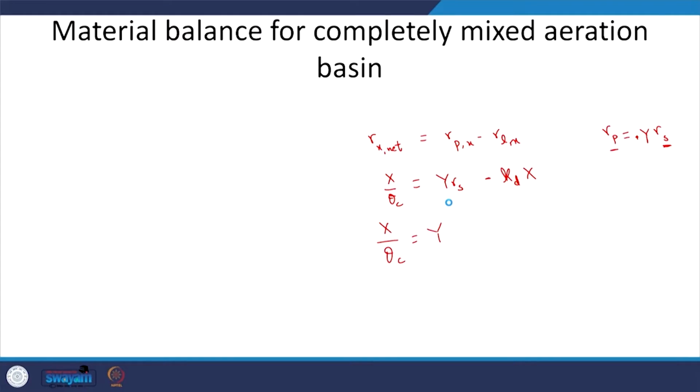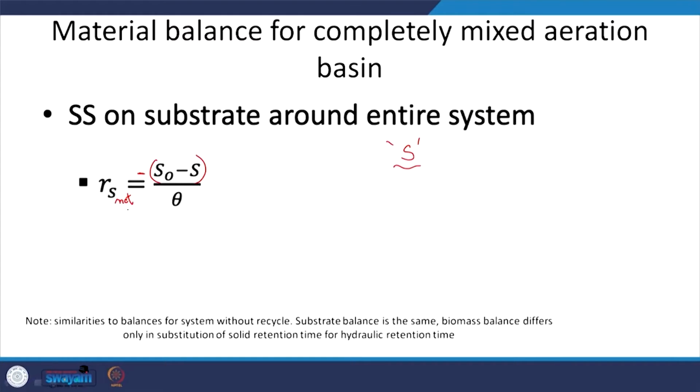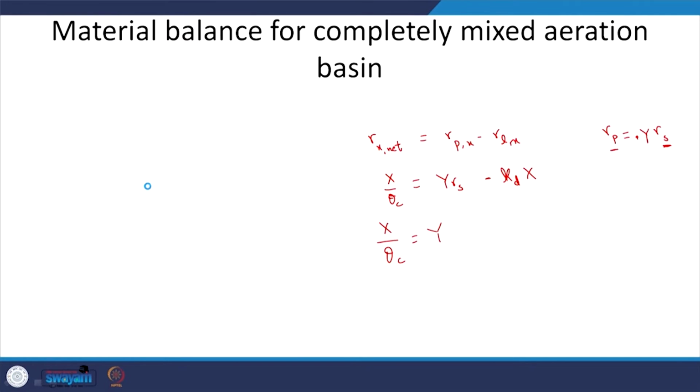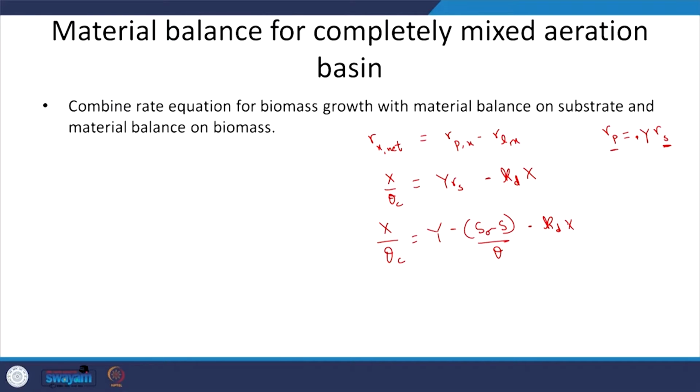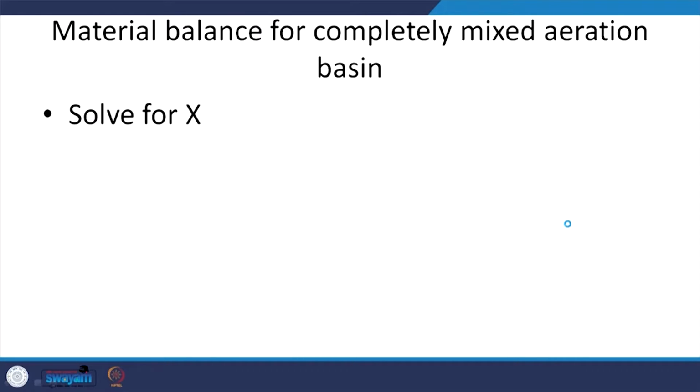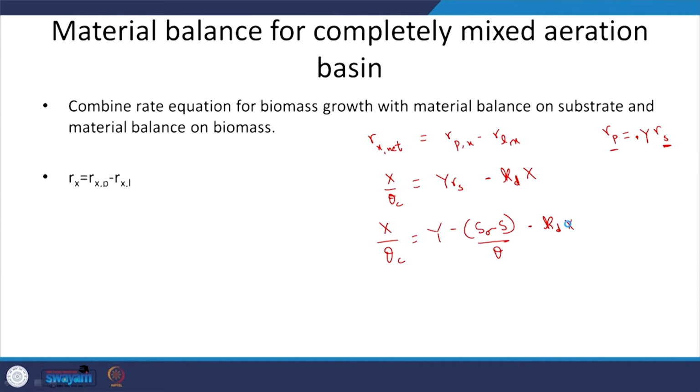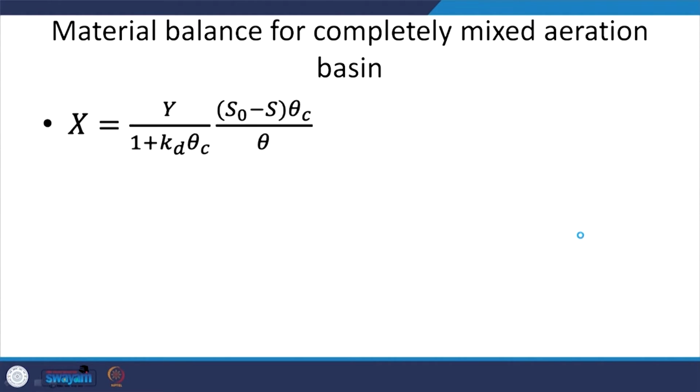I think we calculated that here. Where is that? Okay, equal to Y times minus of S naught minus S by theta, minus Kd into X. So here you can play around, and what do we get? We can solve for X out here, and we end up with this particular X.